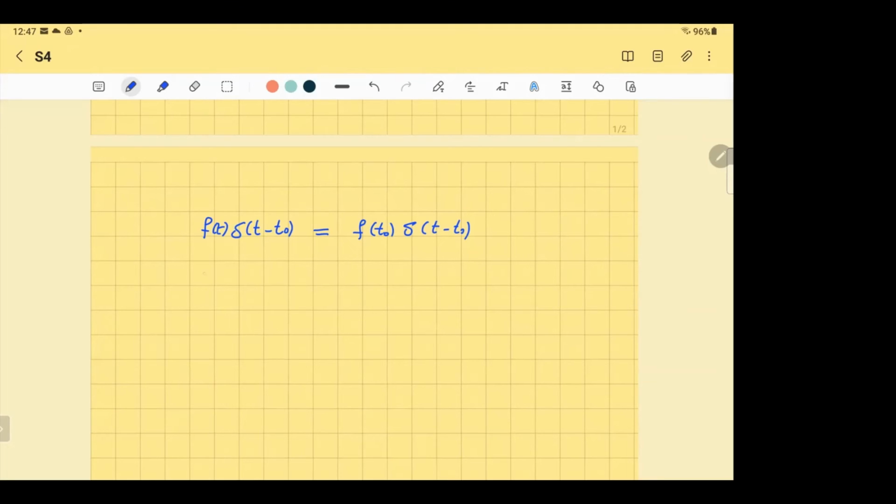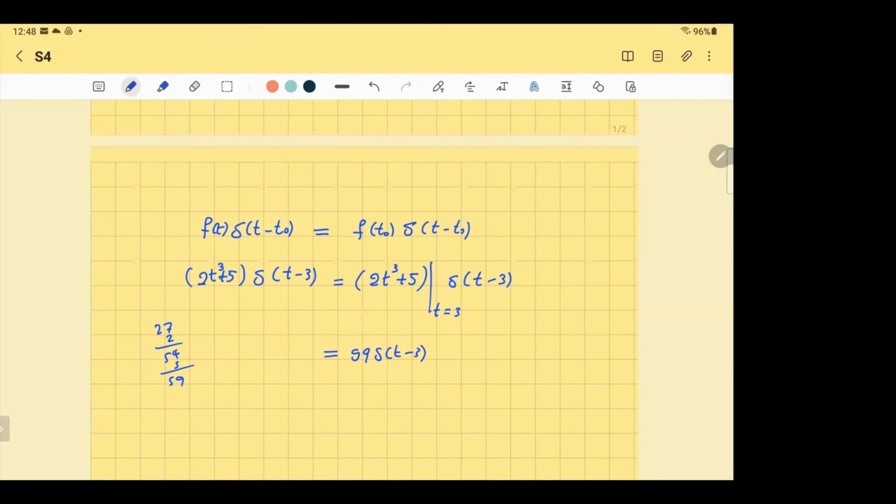So for example, with the same example, t cubed plus 5 times delta t minus 3, and you don't want to integrate. Evaluate this function at t equal 3, and you put here delta t minus 3. So what is the value of 3 times 3 times 3? Just 27, times 2, 54, plus 5, 59. So you get 59 delta t minus 3.